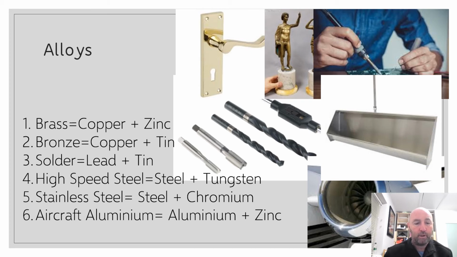So yeah, brass, bronze, solder, high-speed steel, stainless steel, and aluminium alloy, they're all mixtures of metals to get a better metal, a metal that doesn't rust, or a metal that's shiny or looks good. That's why alloys are created, or that have a low melting point or a high melting point. You can combine the metals to get a better metal.